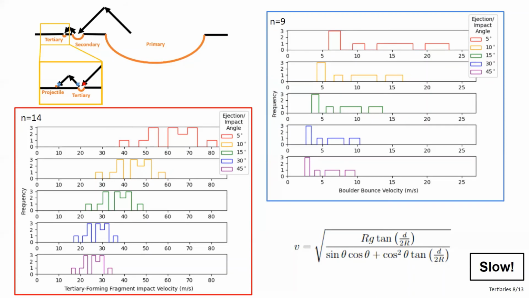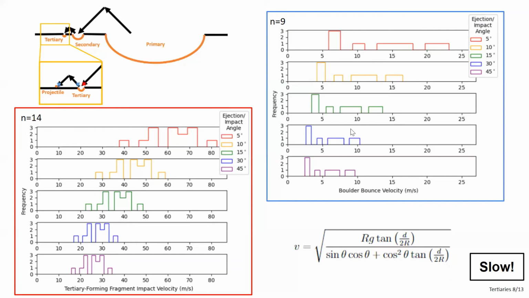Note that these are pretty slow. Also, it probably isn't 5 degrees and it probably isn't 45. It's more likely one of these intermediate angles. So we're talking like 20 to 30 meters per second. This is probing the lower limit of what we think will make a crater on the moon.